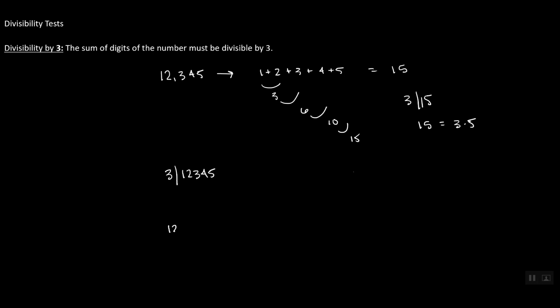What if instead we were looking at the number 12,344? When we add our digits together, instead of 15, we get 14 for the sum of the digits. We know 3 does not divide 14, therefore we can conclude 3 will not divide our original number.